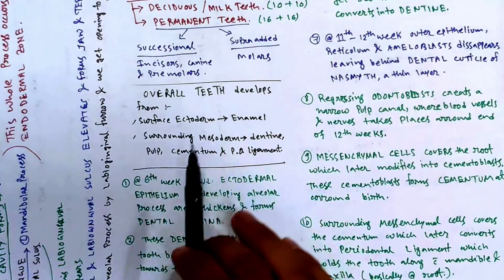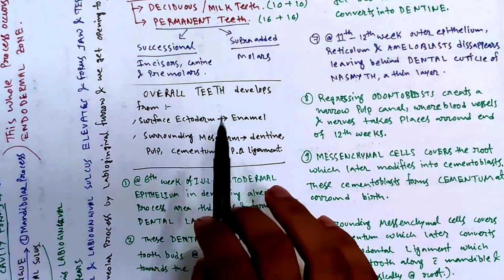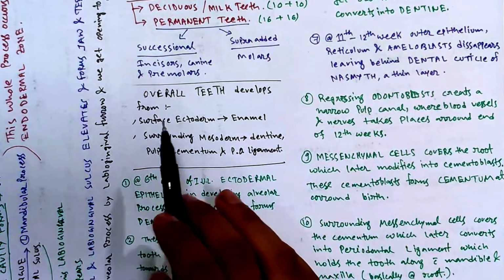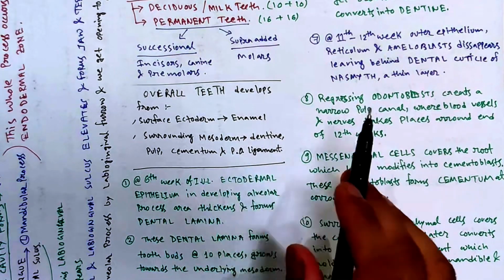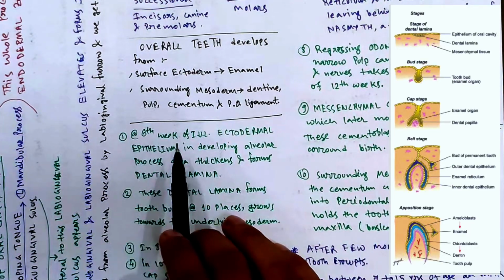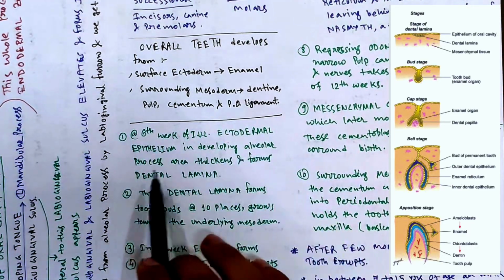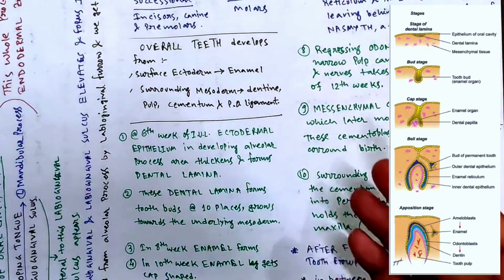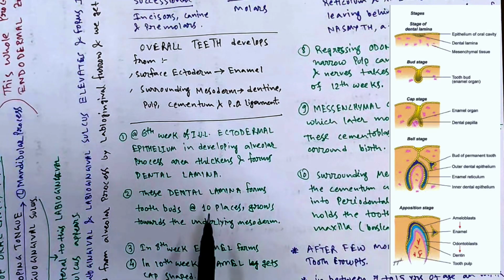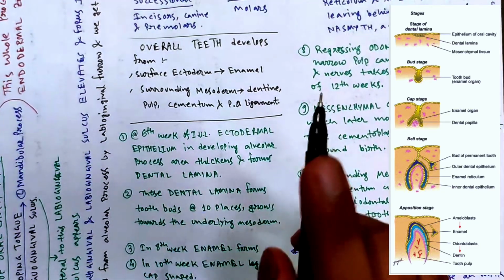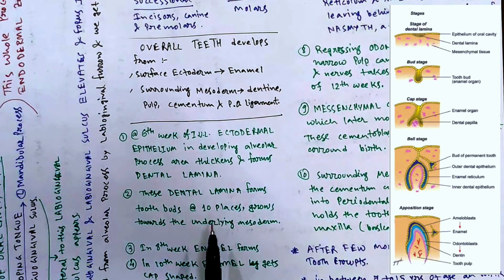Overall, teeth develop from the surface ectoderm, which ultimately forms the enamel part of the teeth, and the surrounding mesoderm, which forms the dentine, pulp, cementum and periodontal ligament. So how does it form? Step by step. The first step, at around the 6th week of intrauterine life: the ectodermal epithelium in the developing alveolar process area thickens and forms the dental lamina. This dental lamina forms tooth buds in 10 places in the lower jaw and 10 places in the upper jaw, and it grows towards the underlying mesoderm.